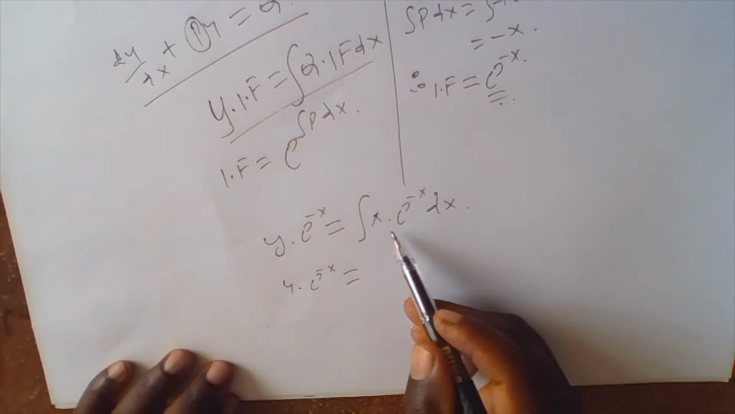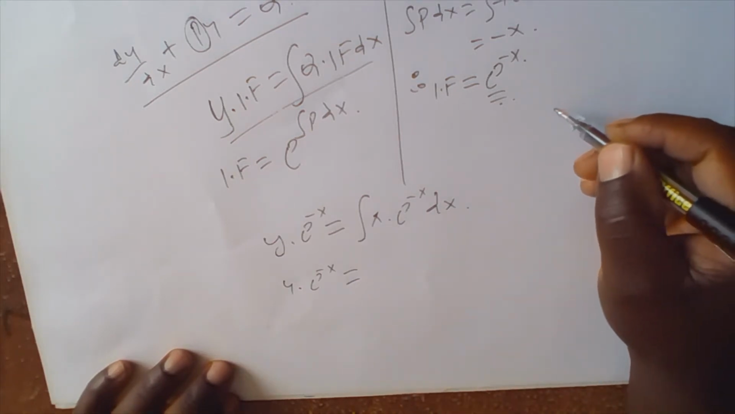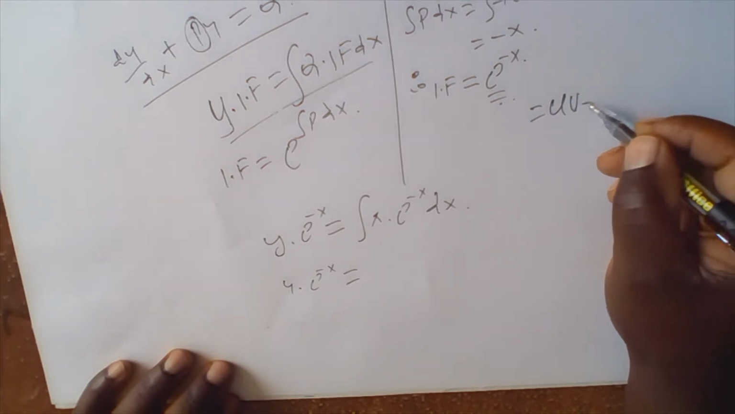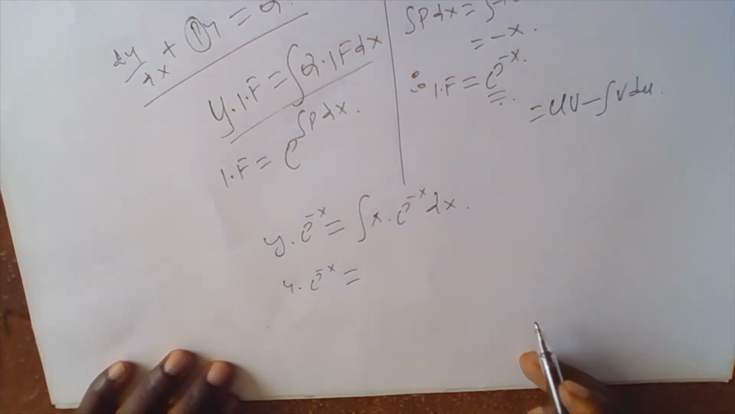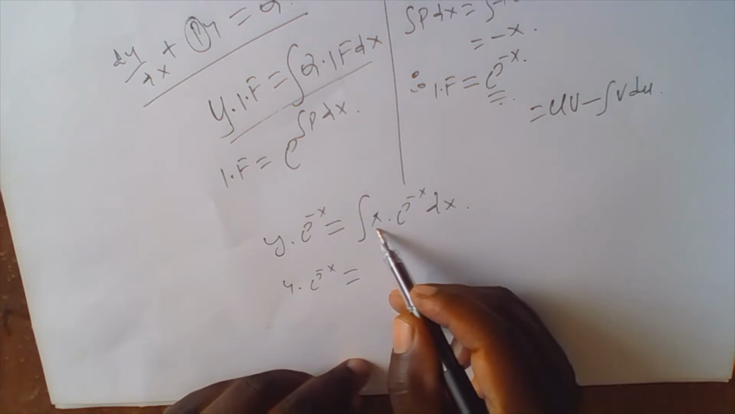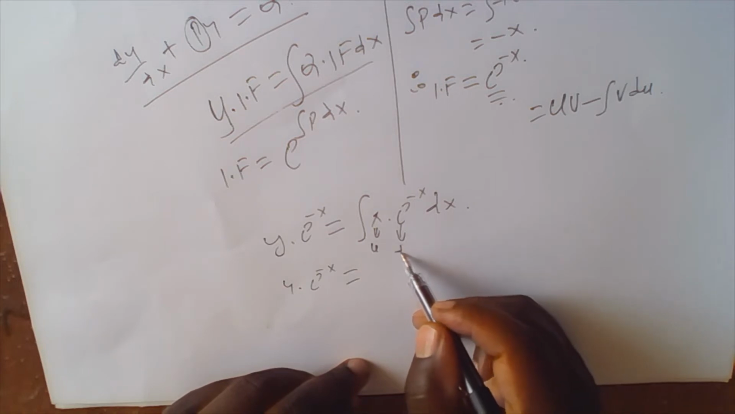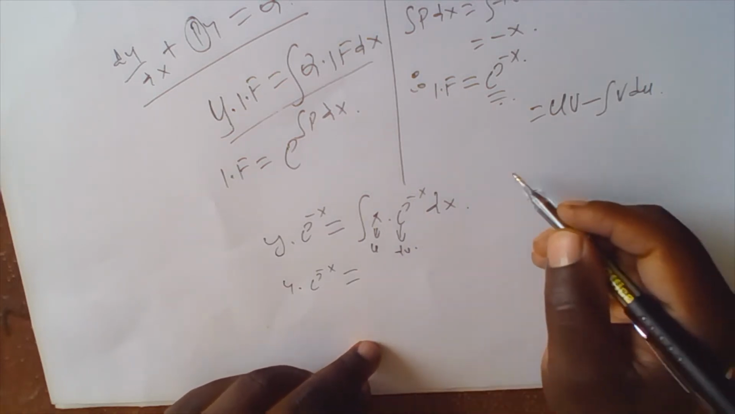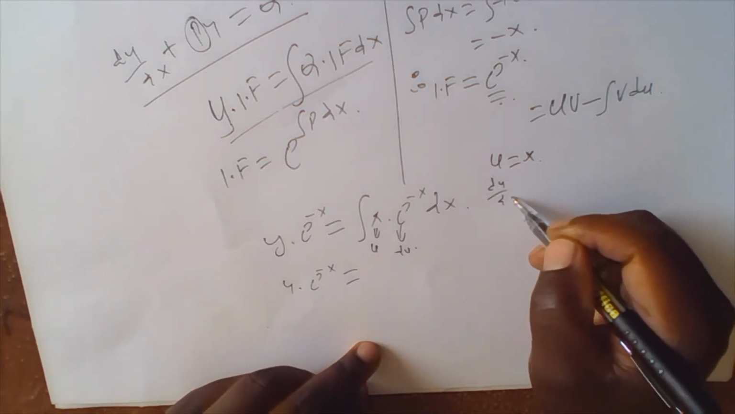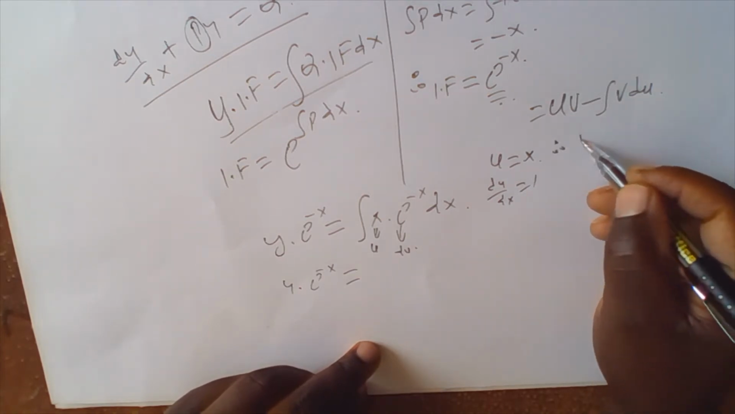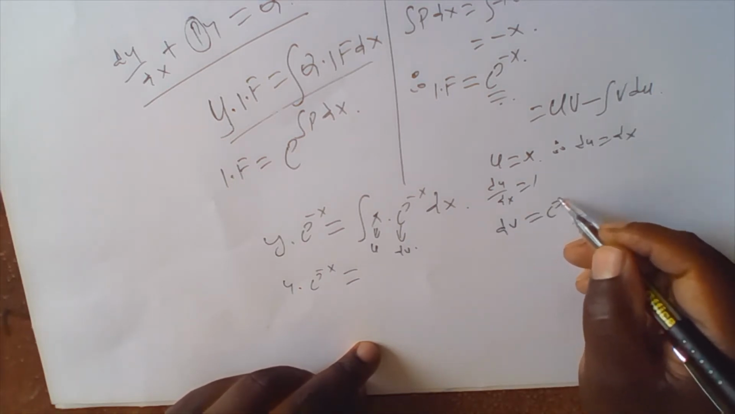So we shall say that y times exponent minus x equals, so we shall integrate this by use of integration by parts. Integration by parts is given by the integral of u dv equals uv minus the integral of v du. Now x will be our u, and exponent minus x will be our dv. Therefore we shall say u equals x, so du/dx will be equal to 1. Therefore du equals dx, and dv equals exponent minus x.